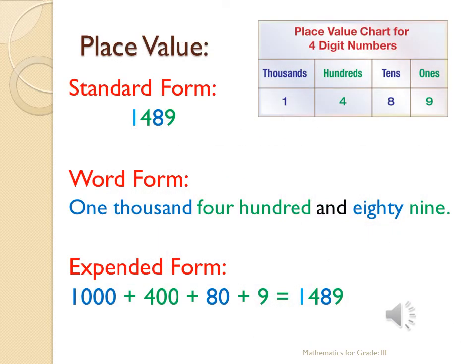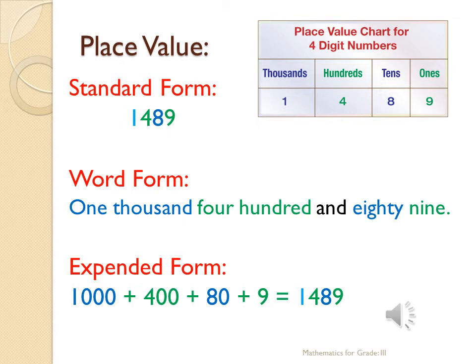My dear students, we have learned how to use a place value chart and how we come to know the value of a digit. Now, here we are going to learn the 3 forms by using the place value chart. Let's move. The first is the standard form, second is the word form, and third is the expanded form. Taking the previous example, in standard form, we write the number in digit form: 1489. This is the standard form of writing any number.